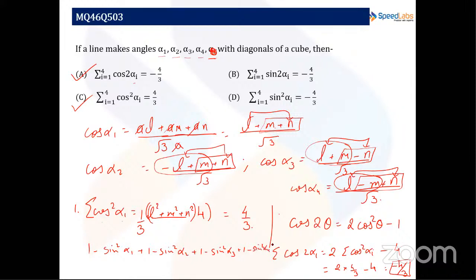And sine square alpha 4, that is 4 by 3. So again it will be like 4 minus 4 by 3 equals summation of sine square alpha I. So 12 minus 4, that will be 8 by 3. This option is wrong. This is 8 by 3. So the correct answers will be, okay, here some misprinting is there. So our correct options are coming out to be A and C.